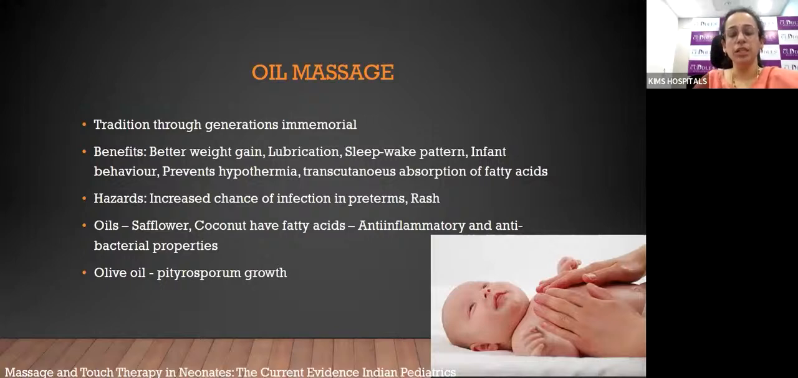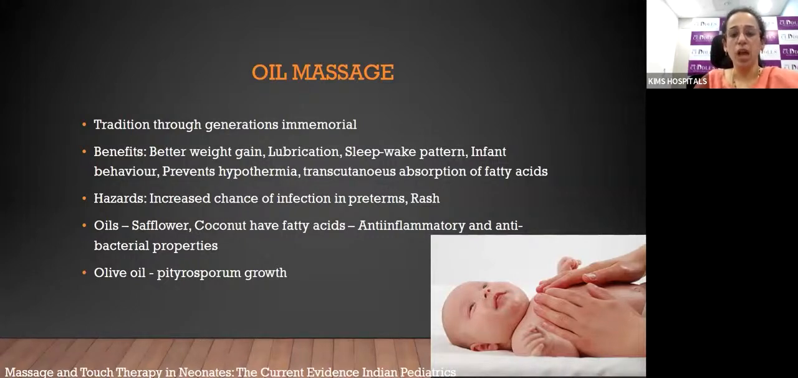Coming to oil massage, which parents generally do for term babies, this has been passed down through traditions and generations immemorial. There have been some studies on the application of oil and its benefits for babies. Oil massage helps in better weight gain. The baby also will have a good sleep-wake pattern. It offers lubrication to the skin, and the skin will be soft and supple. The baby will have good sleep-wake cycles and infant behavior will be smooth.